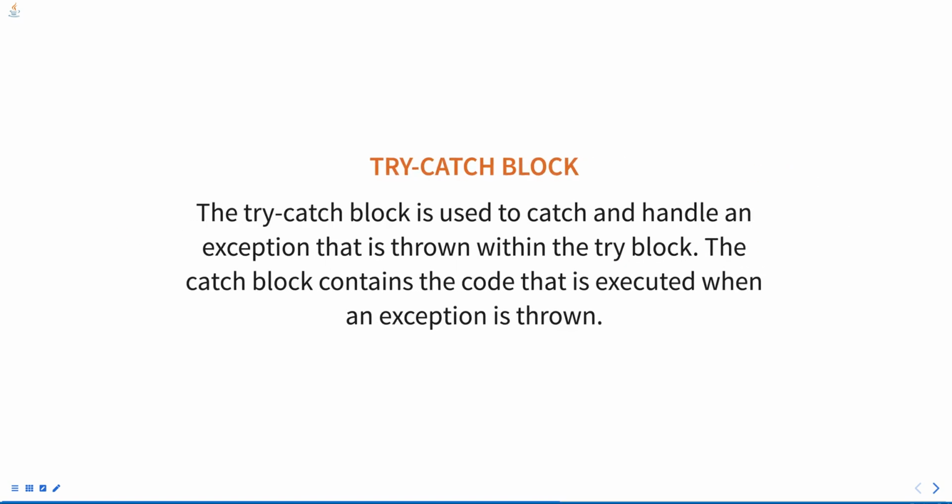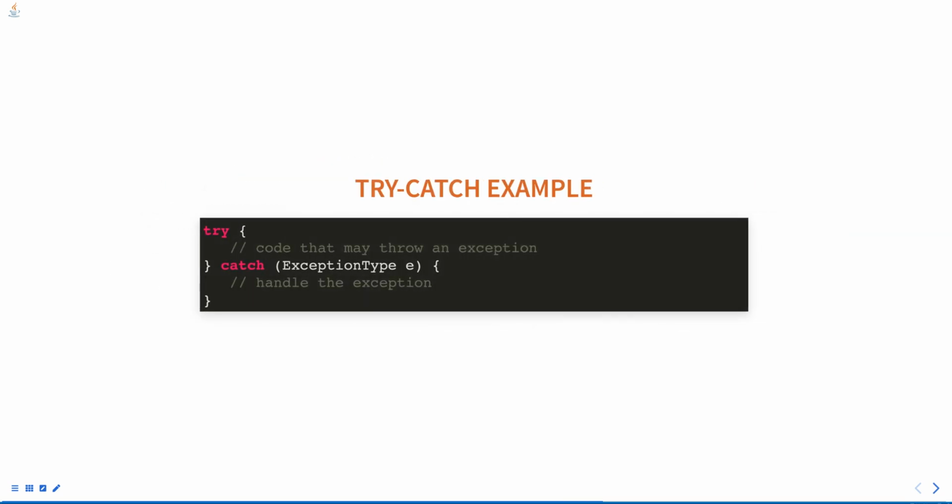Try-catch block. The try-catch block is used to catch and handle an exception that is thrown within the try block. The catch block contains the code that is executed when an exception is thrown. And below is an example of a try-catch block.